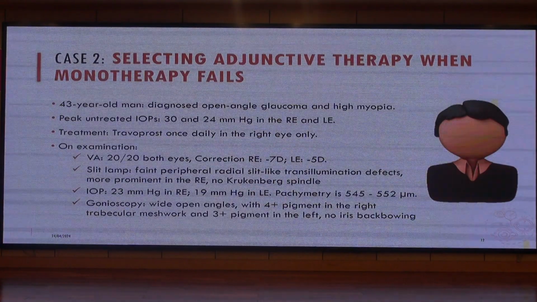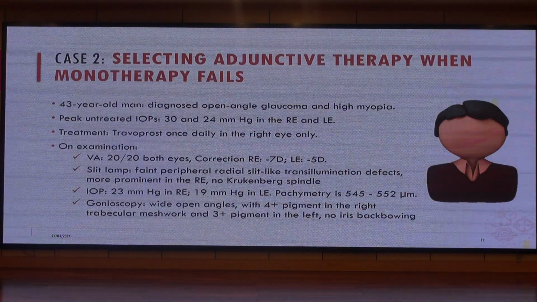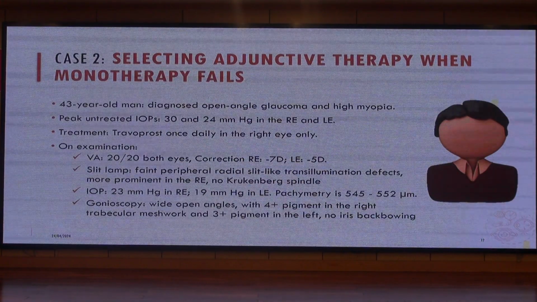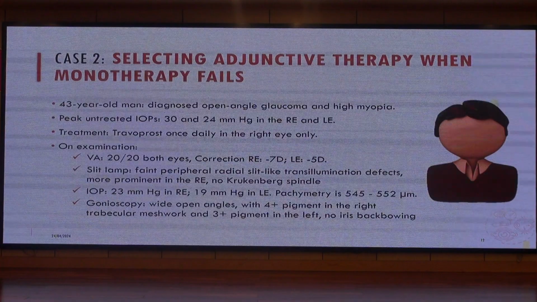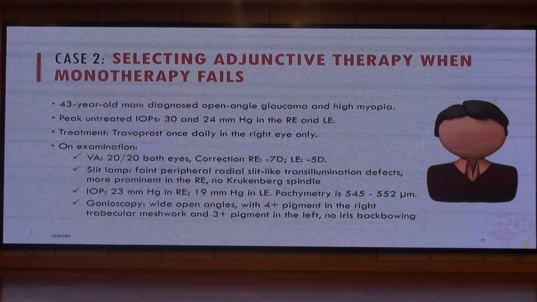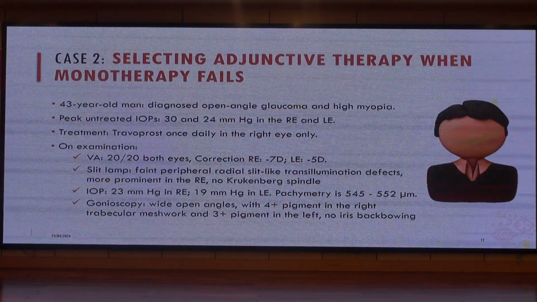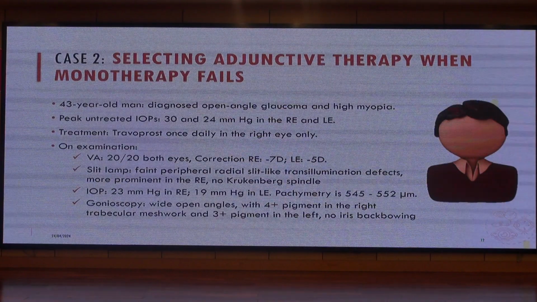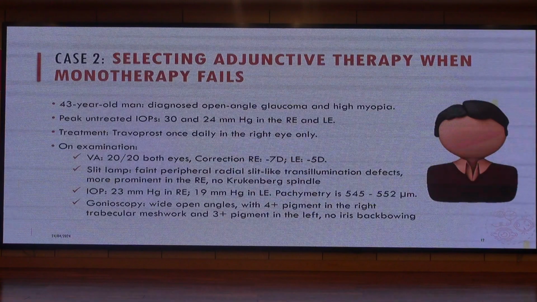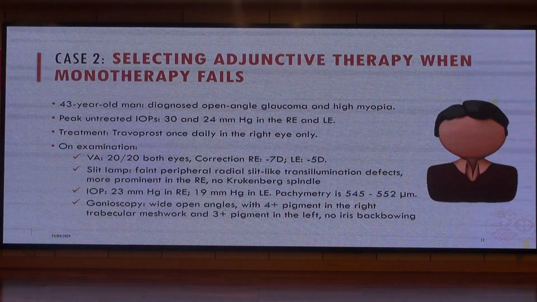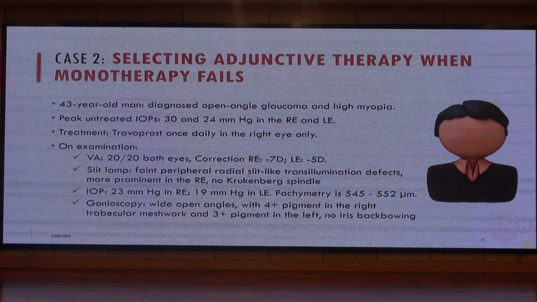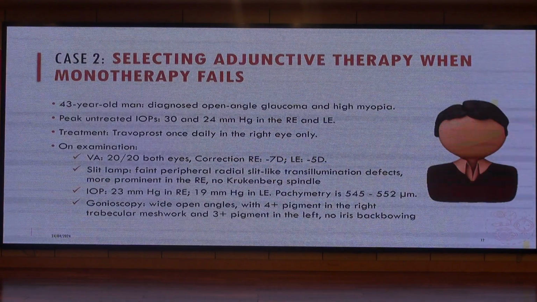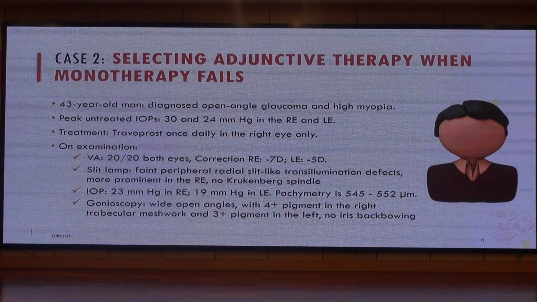Case number 2 is selecting adjunctive therapy when monotherapy fails. Here is a 43-year-old man diagnosed with open-angle glaucoma and high myopia. His peak IOP in the right eye is 30 and in the left eye is 24, and he is under travoprost, one drop, for the right eye only. On examination, he had good acuity, 20/20 in both eyes with refractive correction.